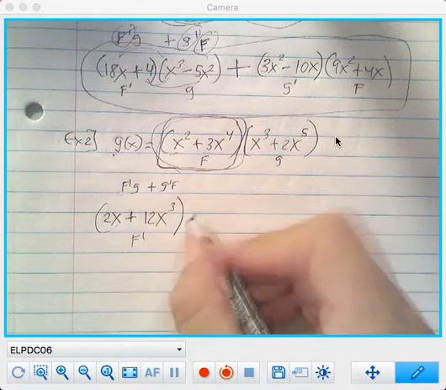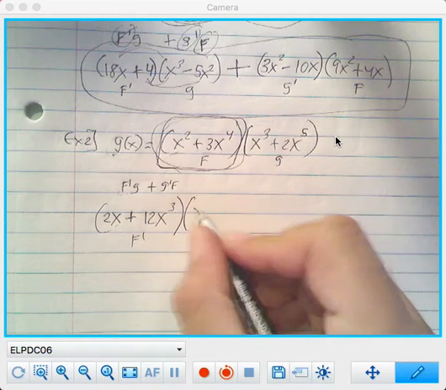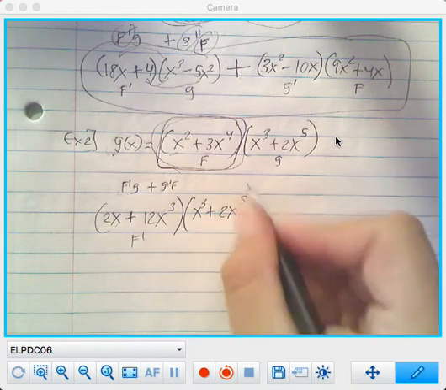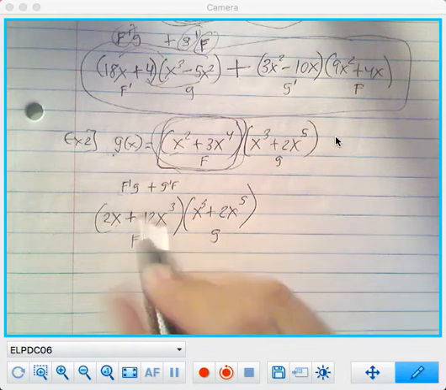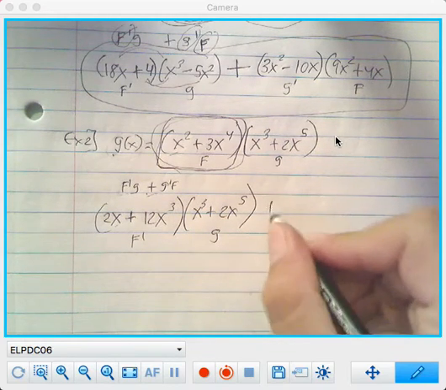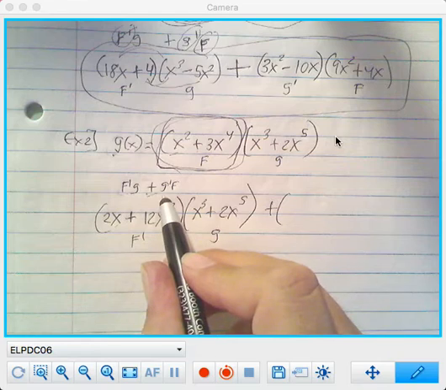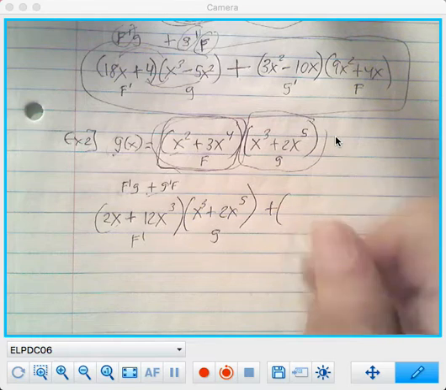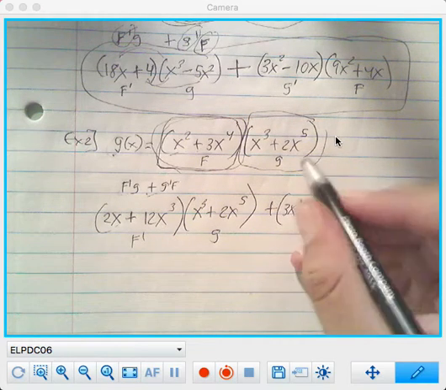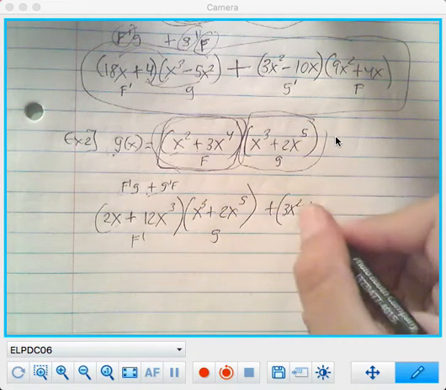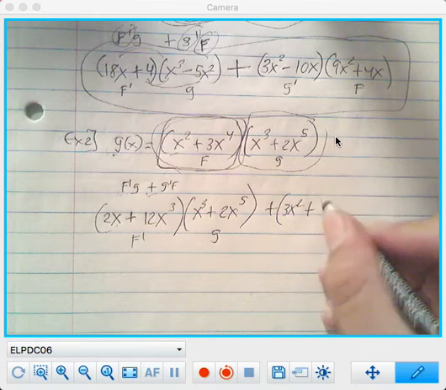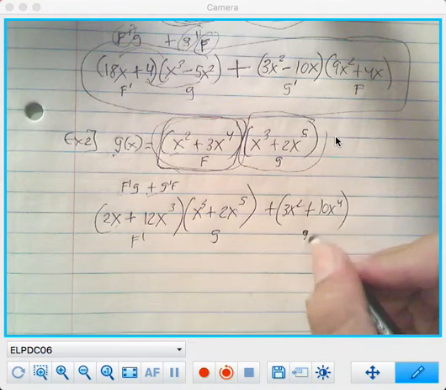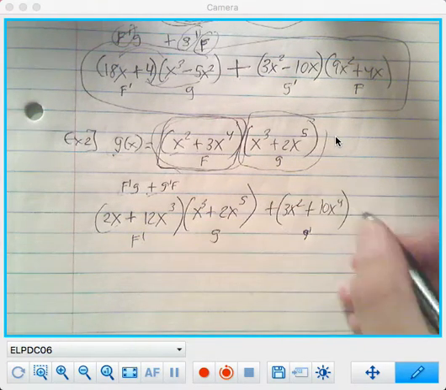What else do we need? G. Copy g. G is just x cubed plus 2x to the 5th. What's next? This is g. I have a plus sign, a big plus. Now we need the derivative of g. So g is this right here. The derivative of x cubed is 3x squared. We have a plus. The derivative of 2x to the 5th is 10x to the 4th. What's next? So this is g prime. What's next? We just need f.